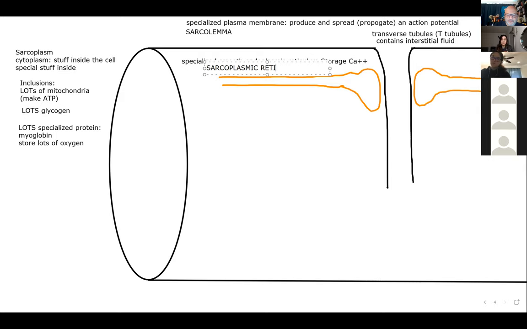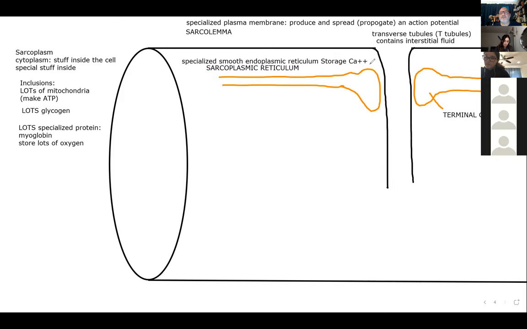So it stores calcium, but can it also release it? Yeah, it stores and releases, absolutely. It doesn't just lock it in there forever. It's going to release it as well. And these enlarged ends are known as the terminal cisterna, being singular, cisternae being plural. So the enlarged ends of the sarcoplasmic reticulum are the terminal cisternae.